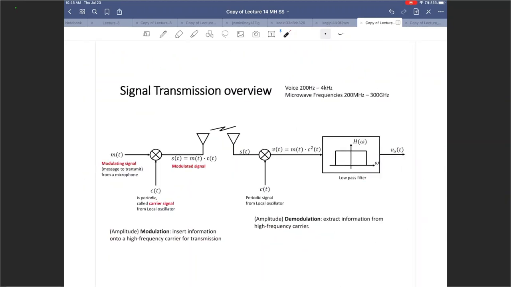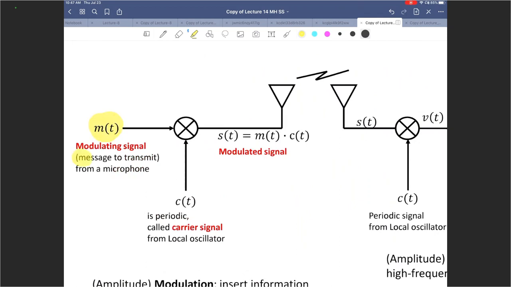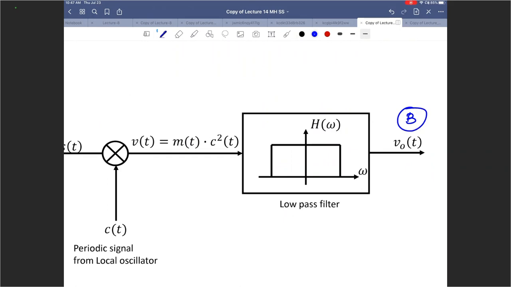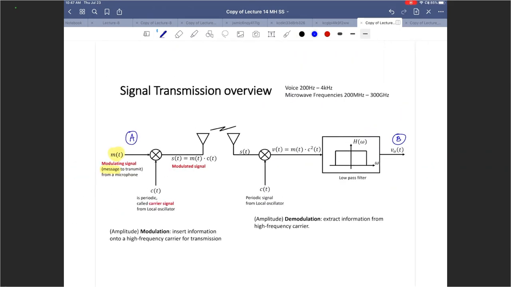So this is a diagram of what we have been discussing, right? So this is your message, M of t. M of t is your modulating signal or the message that you're trying to transmit. So this is essentially your voice going into a microphone that you might be interested in transmitting from point A to point B. So let's say I have point A right here, right? This is point A and point B is right here at the very end. So that's your point A to point B.